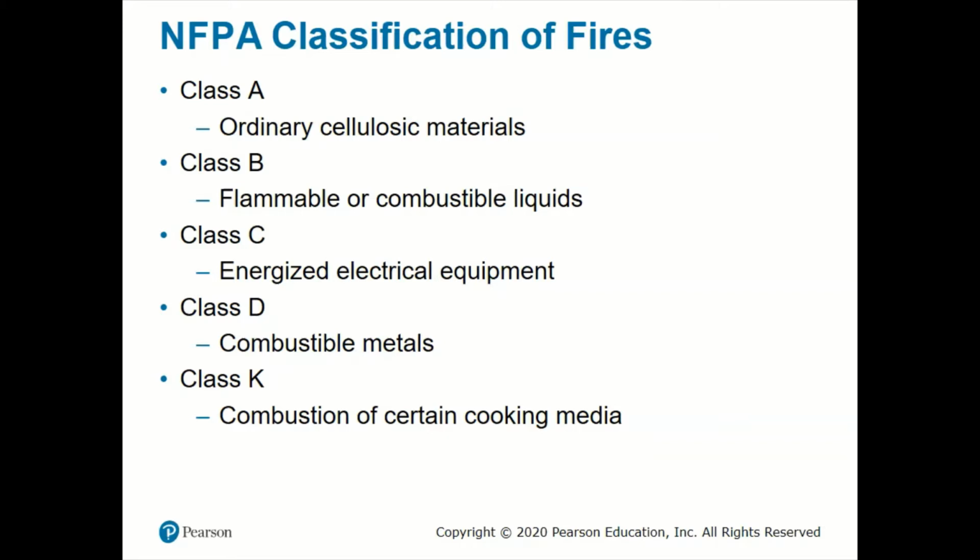But that's your class K. So again, vegetable and animal fats, cooking oils, those are the most common things. And so those are the 5 designations.